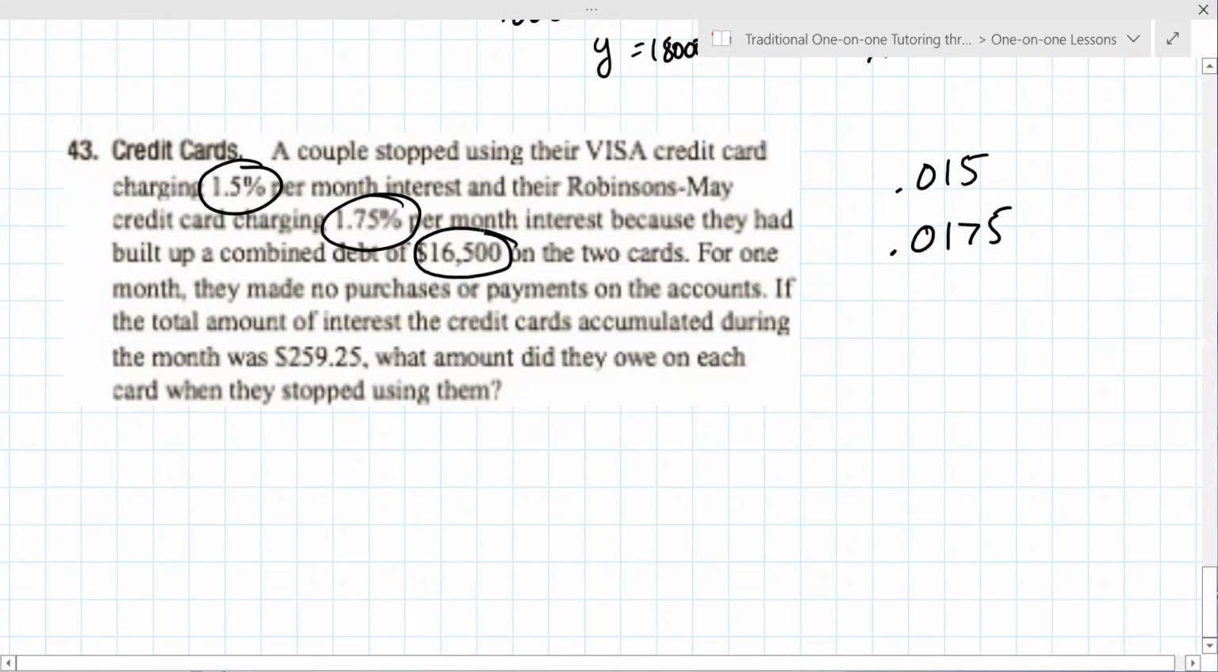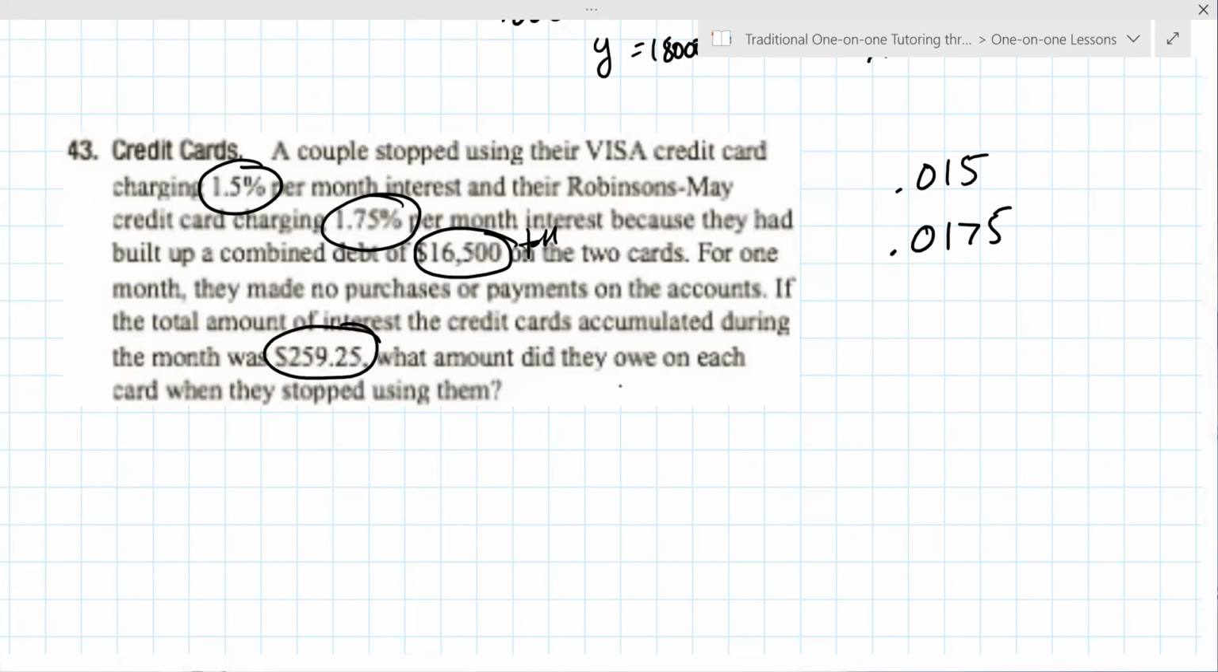Per month, because they had built up a combined debt of 16,500 onto the two cards. So think of that as the total. For 1 month, they made no purchases or payments on the account. If the total amount of interest on the credit cards accumulated during the month was 259.25. Notice how I'm circling the important numbers. The rest of this is not really that important. What amount did they owe on each card when they stopped using them?